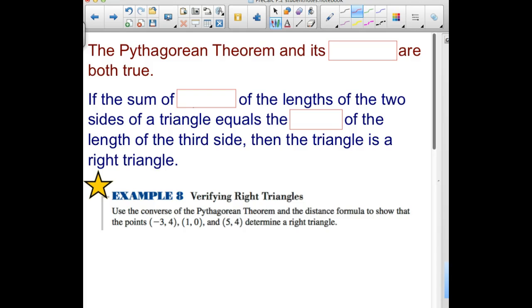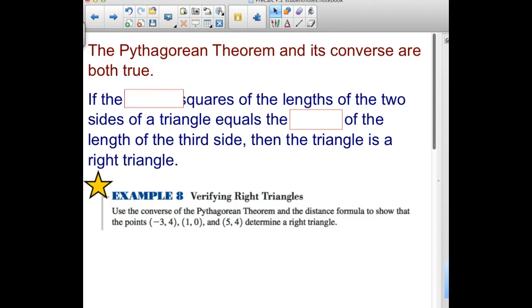All right. Pythagorean theorem and its converse are both true. The converse states, if the sum of the squares of the lengths of the two sides of a triangle equals the square of the length of the third side, then the triangle is a right triangle. The original Pythagorean theorem starts out saying, if you have a right triangle, then the sum of the squares of the lengths of the two sides is equal to the square of the third side.